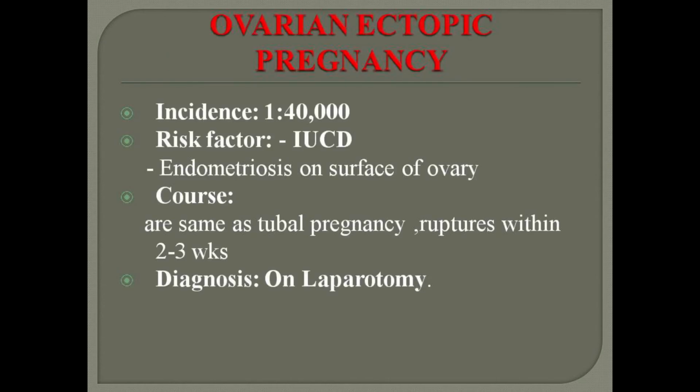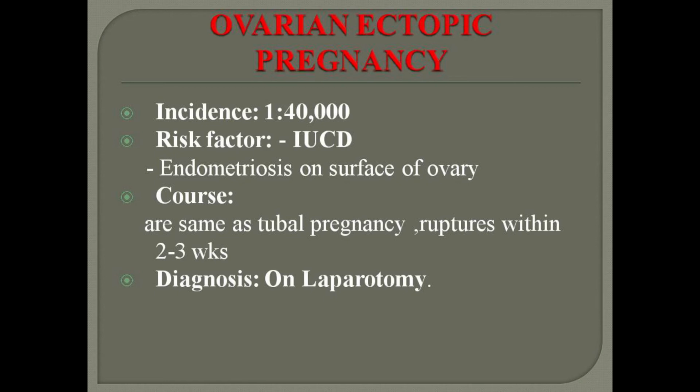The next is the ovarian ectopic pregnancy. Now we have discussed the investigations, how we diagnose tubal ectopic pregnancy. Tubal pregnancy we have already discussed. Now the second type of ectopic pregnancy is the ovarian ectopic pregnancy, and the word indicates that the pregnancy has occurred in the ovaries of the pregnant lady, and this incidence we can say is 1 in 40,000.